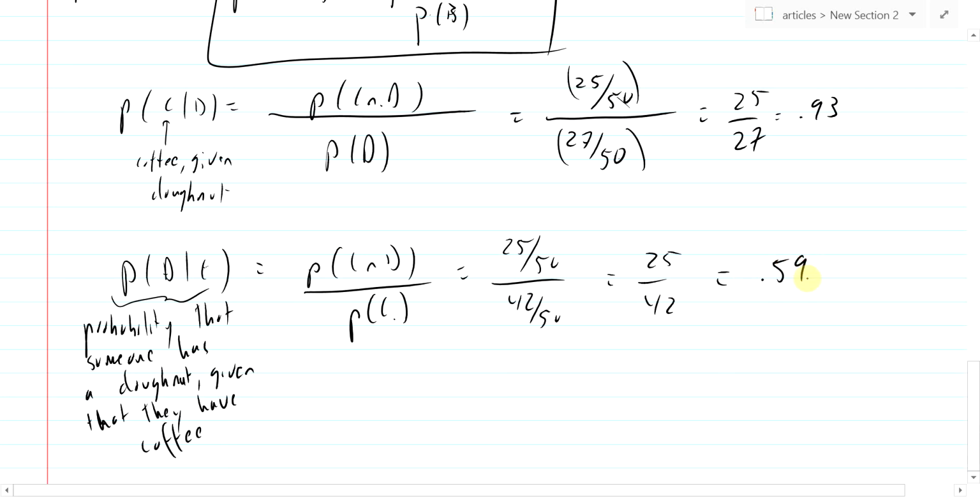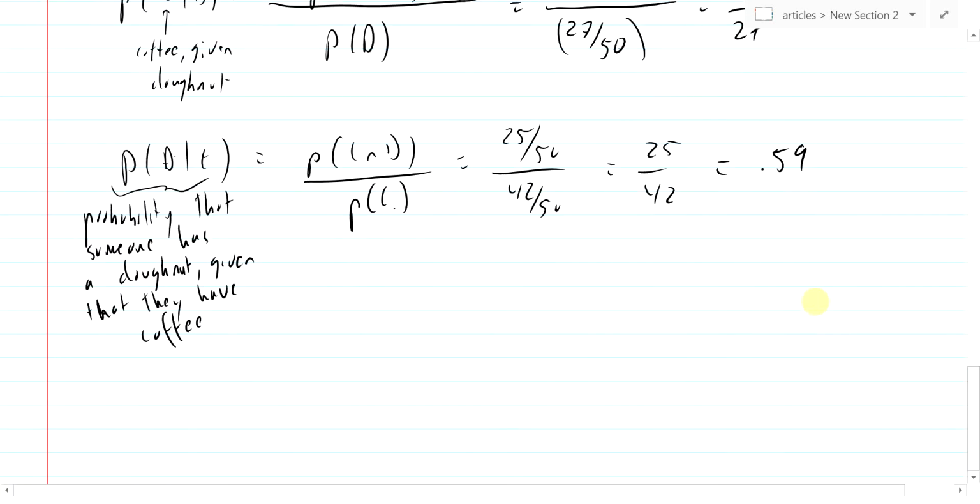So sorry about having to leave there for a minute. I had calculated the wrong number, so I had to go over to my desktop computer and get out Excel and calculate that. So the probability that someone has a donut given that they have coffee is 59%. So 59% of coffee drinkers have donuts, but 93% of donut drinkers have coffee. Great. And so those are conditional probabilities. Given that you know something about a particular group, can you tell something else about them?